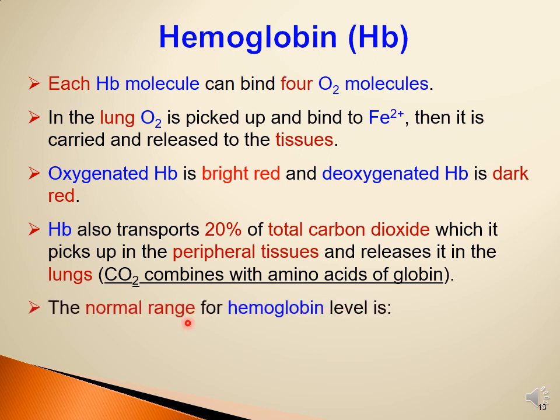The normal range for hemoglobin level is about 14 to 18 grams per deciliter of blood in men and 12 to 16 grams per deciliter in women. Again, it is less in women due to the monthly blood loss during the menstrual cycle.